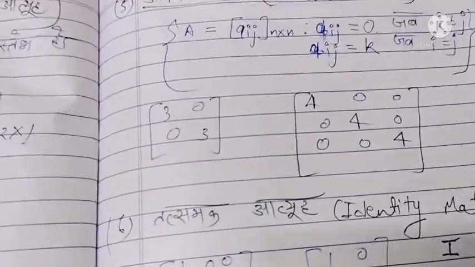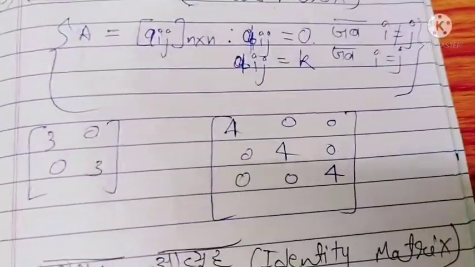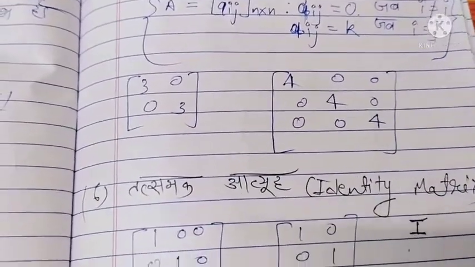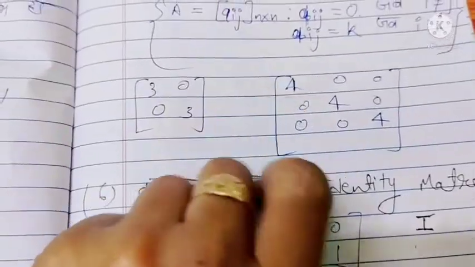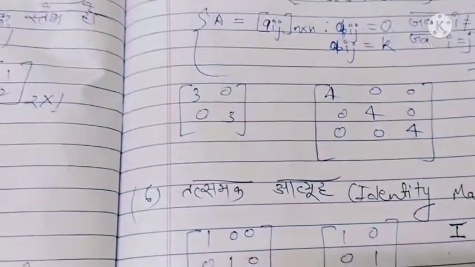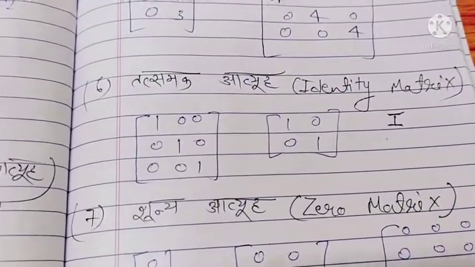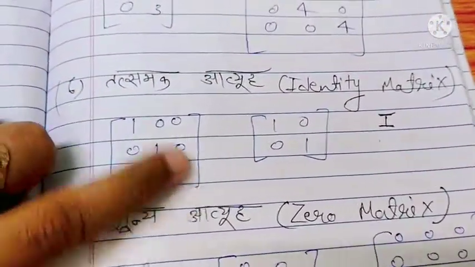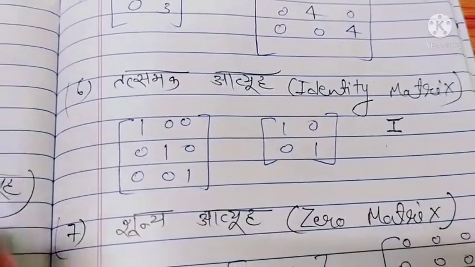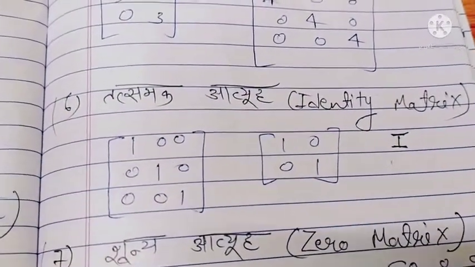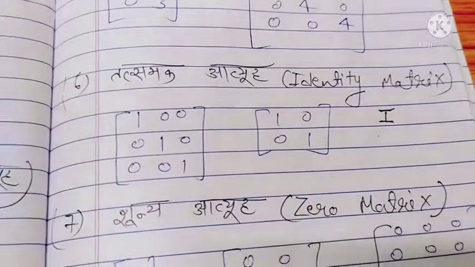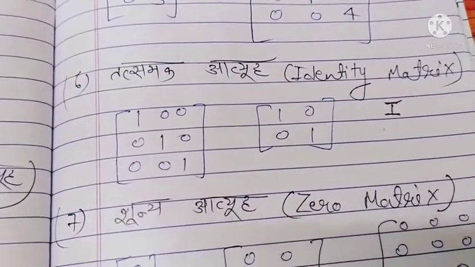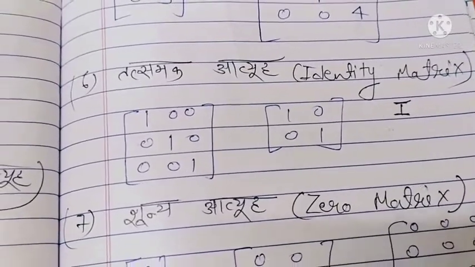Next one is the scalar matrix. A scalar matrix is a matrix in which all diagonal elements are equal and the rest of the elements are equal to 0. All diagonal elements are equal here and the rest of the elements are equal to 0. Next one is the identity matrix. In an identity matrix, we have only diagonal elements, and the diagonal elements are equal and will always be equal to 1, 1, 1. Then this matrix is called the identity matrix. We show it by capital letter I in general.